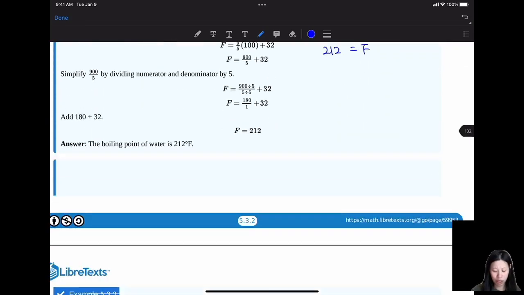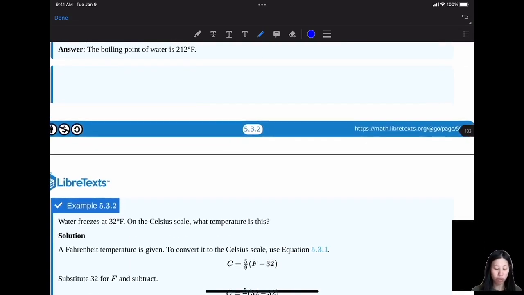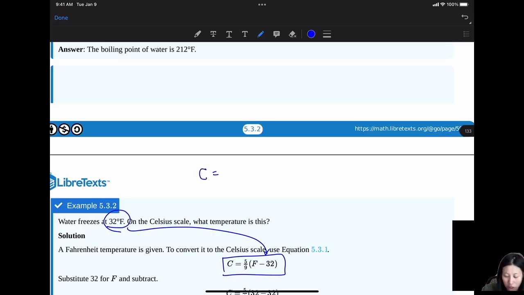Another example: water freezes at 32 Fahrenheit. On the Celsius scale, what would the temperature be? Again, we have the formula here. So you want to substitute 32 into the formula. We have Celsius equals 5/9 times 32 minus 32, which is 0. So 5/9 multiplied by 0 equals 0. That means water freezes at 0 Celsius.